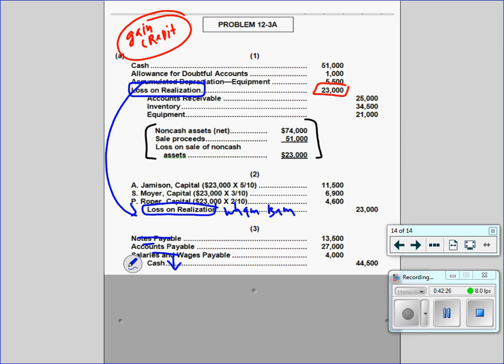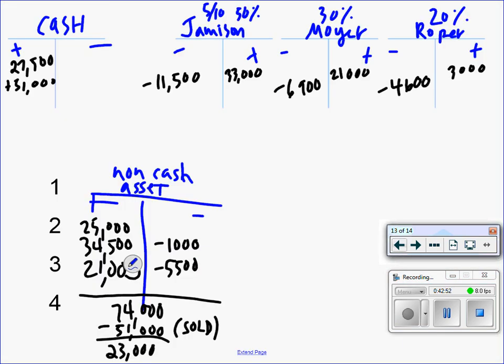But we have a partner in trouble, don't we? We have the one partner that didn't have enough capital to support that loss on the realization. And so the book adds in number 4 as P. Roper actually paid his deficiency. Yay, P. Roper. Okay, because if I go back to that T account, these two are sitting okay. We just see that P. Roper actually has a deficiency of $1,600. He didn't have enough to cover the loss on that sale of the non-cash assets.